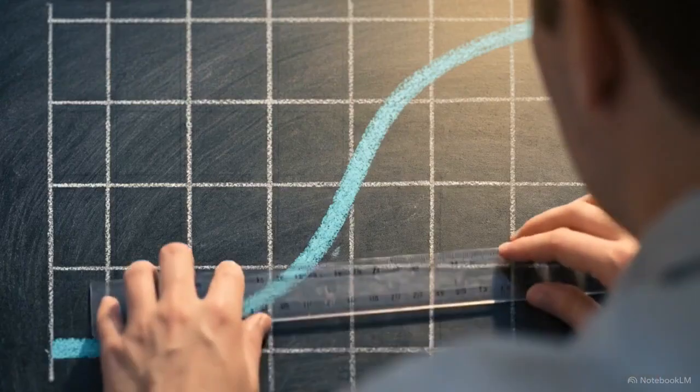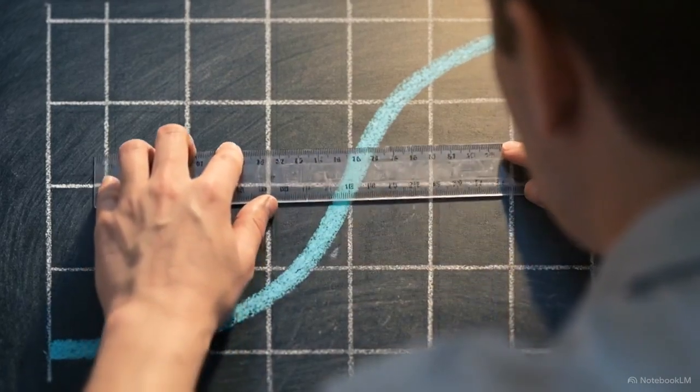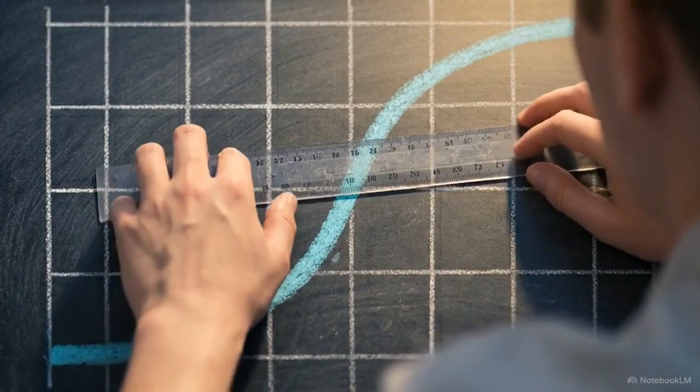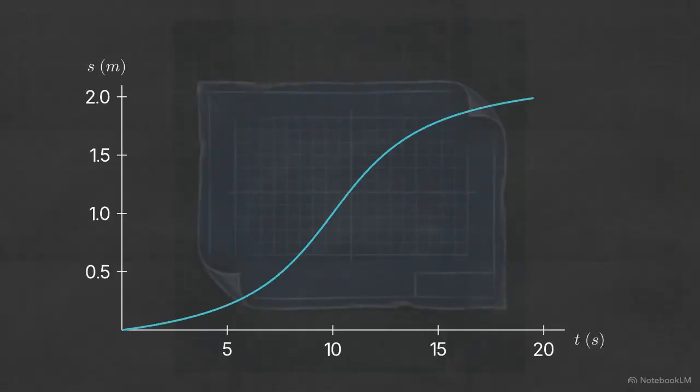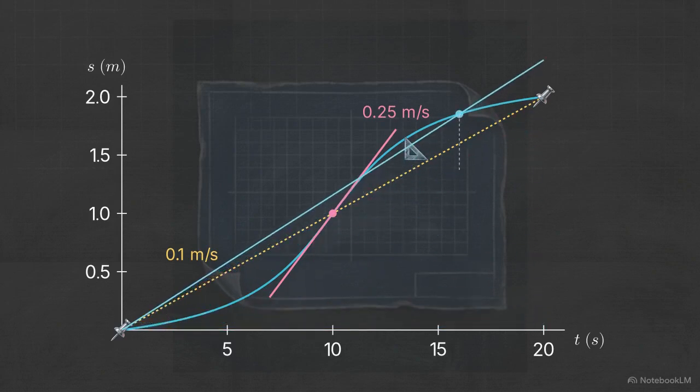What sounds like a complex calculus problem on paper is solved in seconds just by aligning a line on a grid. Here's our complete geometric map for problem 1.4. The secant line gave the total average velocity, 0.1 meters per second. The steepest tangent revealed a maximum velocity, 0.25. The anchored tangent pinpointed our time, 16 seconds.